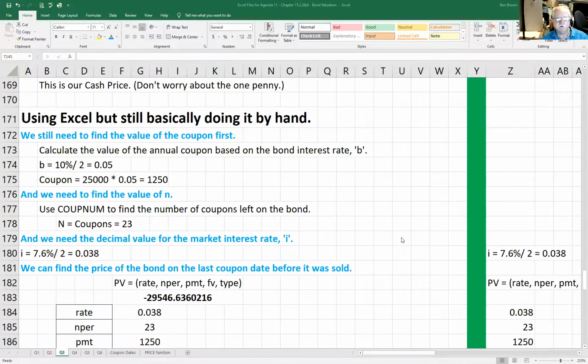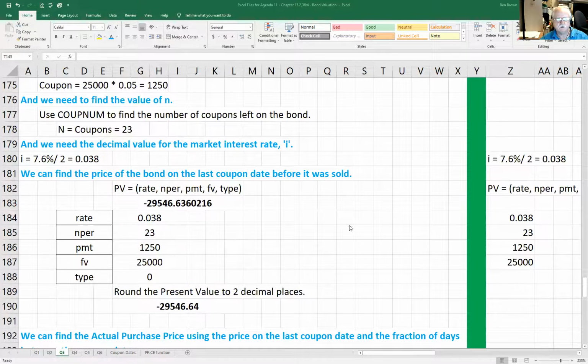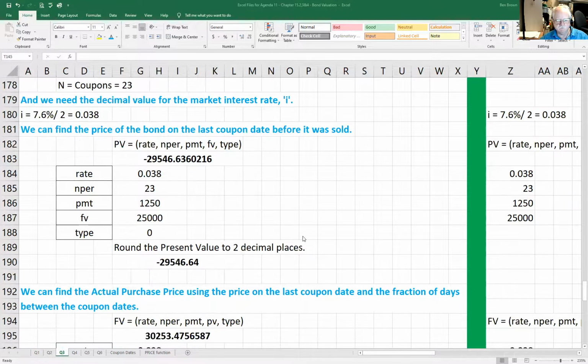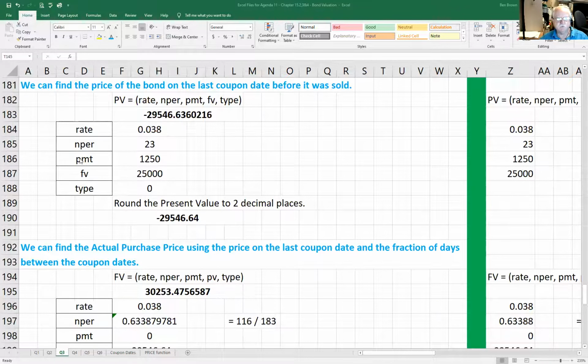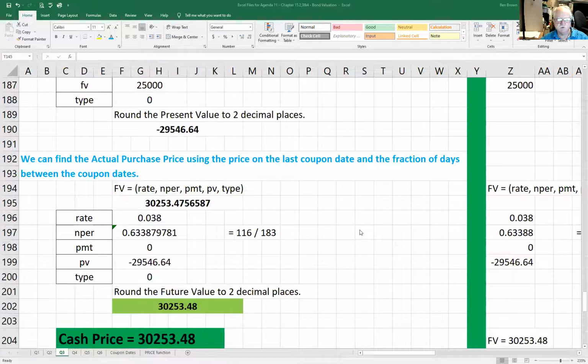Now, we could do this whole thing on Excel. We still have to find the value of the coupon, still have to find the number of coupons left. And we have to find the decimal value for the market interest rate. And if we plug in both the payment and the future value, we come up with this value. Then we have the problem of that accrued interest.